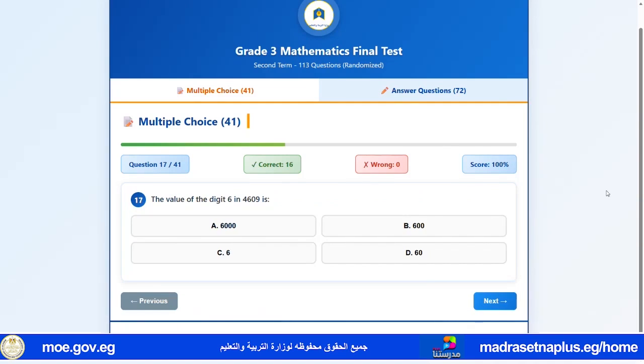Yeah. The value of the digit 6 in this number. This number, if you read it, you will get the value of 6. This number is called the standard form of it. It's easy to read it.